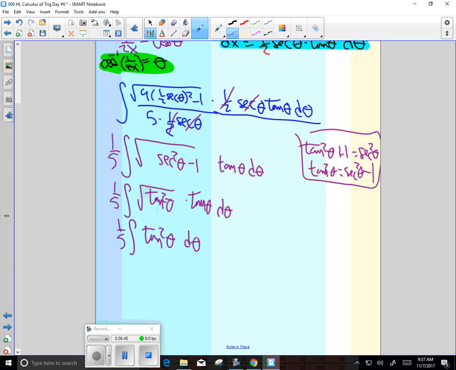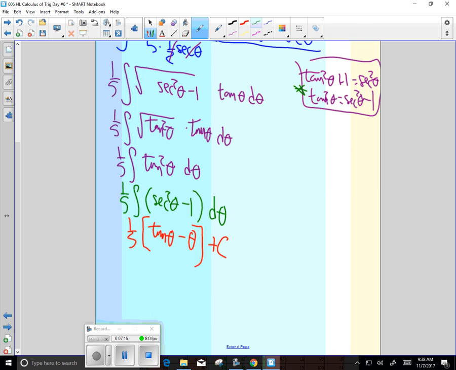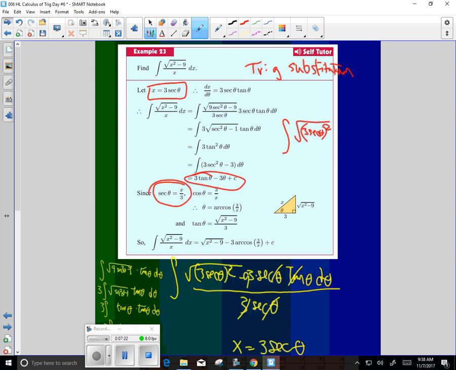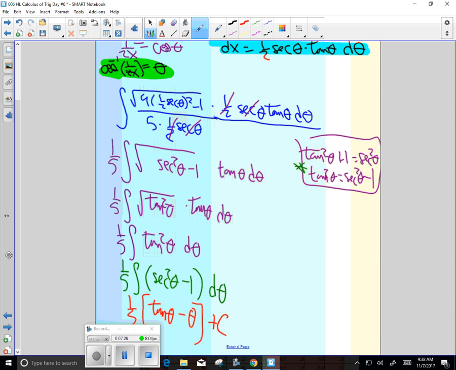Now, what I would do here is use this one again and rewrite it as secant squared theta minus 1. Why would I do that? Yeah, because this antiderivative is tangent theta. This antiderivative is theta plus c. Does this look familiar? This isn't the same one I did before, is it? No. But it's got a little similarity to it. All right, so then this is going to be 1/5 the tangent of theta minus 1/5 theta plus c.